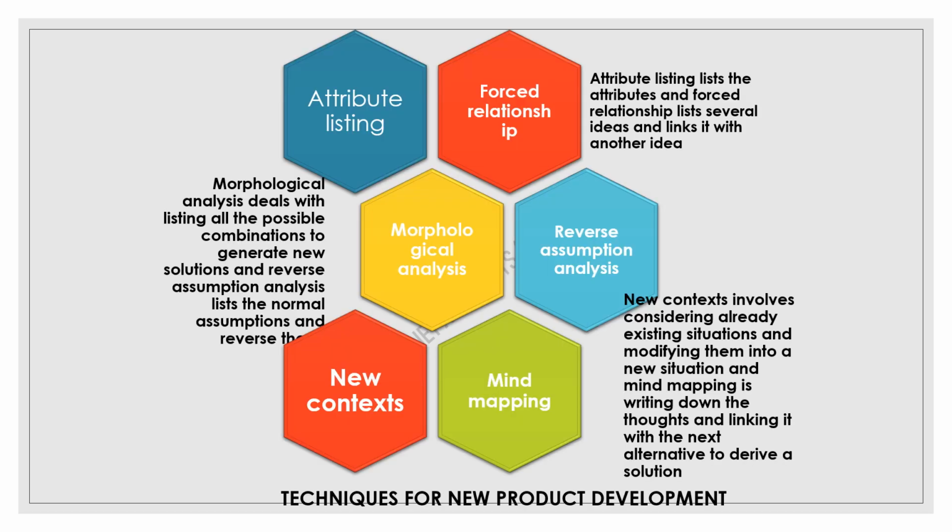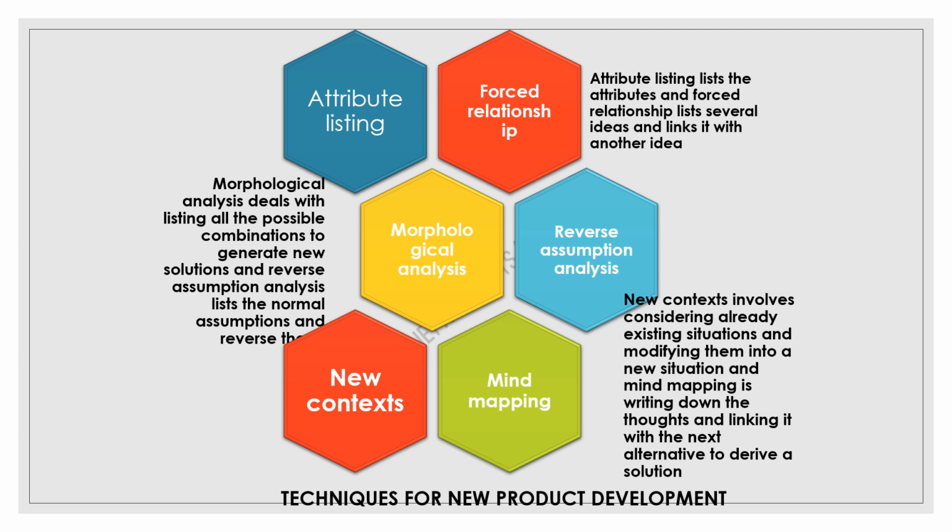So the next one, we move on to techniques for new product development. What are the various techniques used by the employees for new product development? The various techniques are attribute listing, forced relationship, morphological analysis, reverse assumption analysis, new context and mind mapping. Attribute listing lists the attributes, whereas forced relationship lists several ideas and links each with another idea. Then morphological analysis and reverse assumption analysis. Morphological analysis deals with listing all the possible combinations to generate a new solution, and reverse assumption analysis lists the normal assumptions and reverses them.